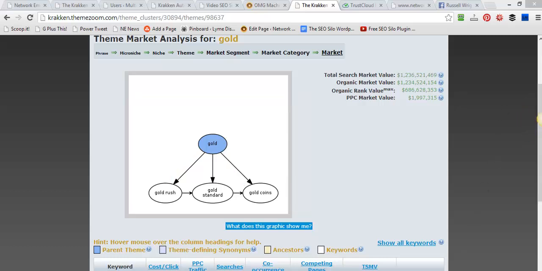The upper right hand corner is where you should definitely be putting your attention. The total search market value is what you've got for the natural search engine results page and the paid results page. And just in case you don't know what I'm talking about, I'm going to go ahead and jump to that tab and show you exactly how the money associated with the pile of keywords and its children are ascertained by the Krakken application. So let's go to another tab.